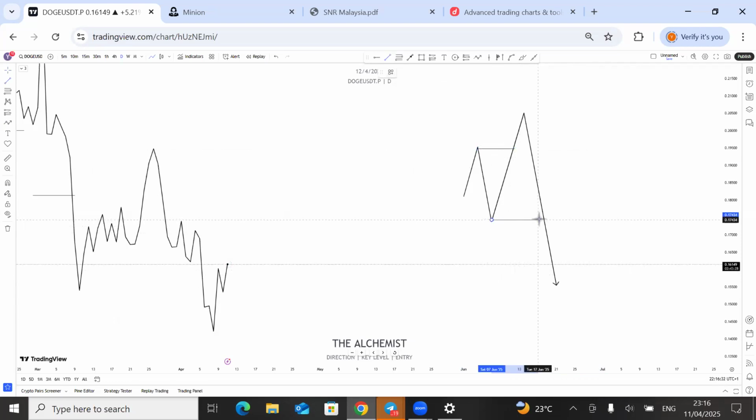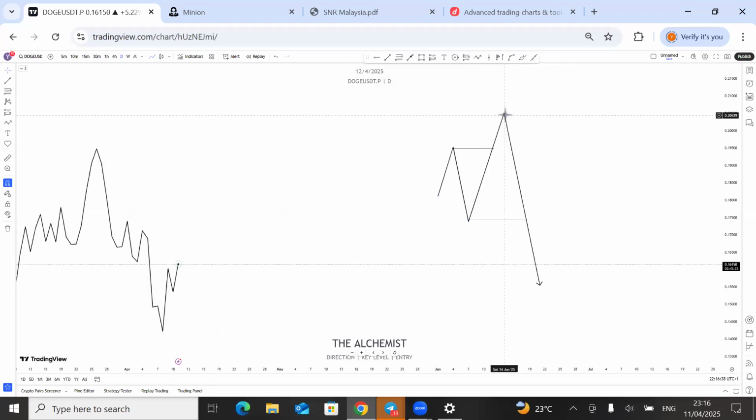Then we have this break of structure to the downside. Here's our break of structure to the downside. Are you getting this? Now I know this high here is protected. What am I expecting? Price to come back here and sell off.